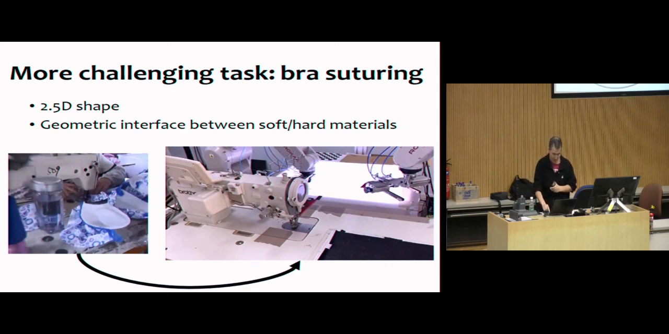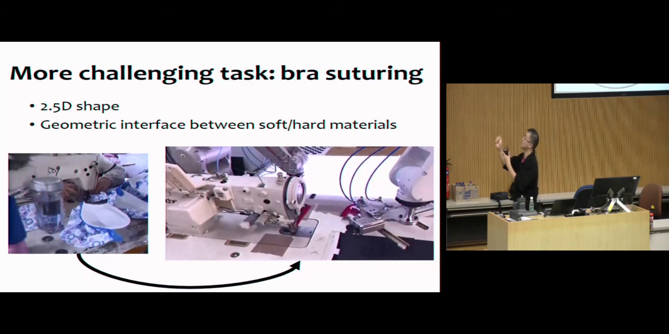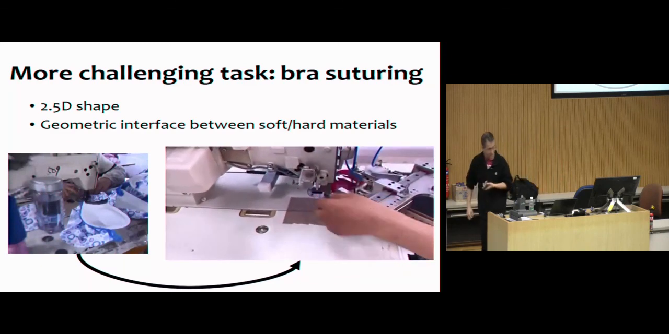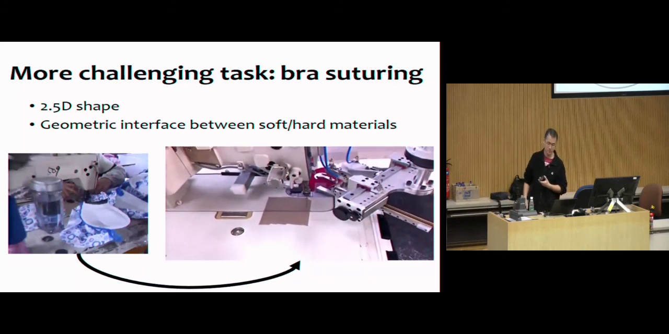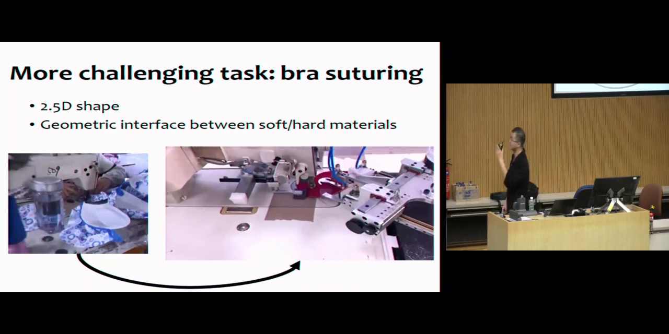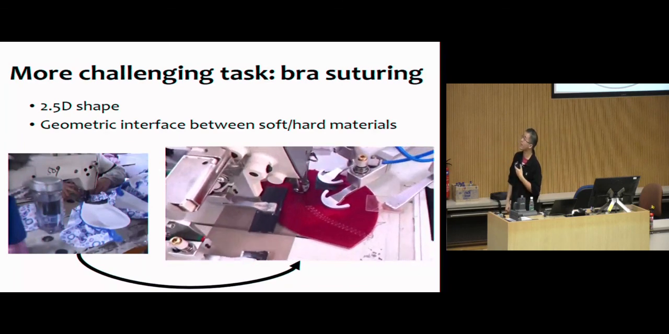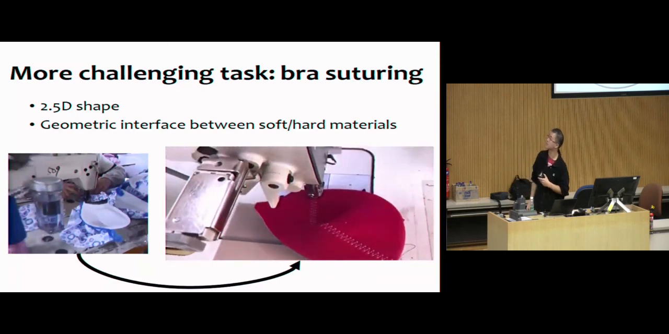So what we're doing is asking: can we enable robots to automatically accomplish this task? Let's see, it's possible. As you can see, if you design the trajectory well enough, eventually you can accomplish this 2.5D assembly. This is the final result.